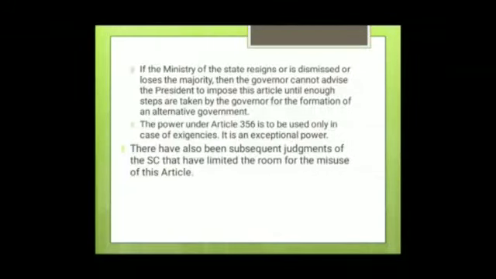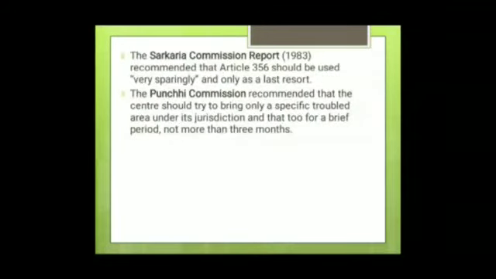Now there have been many judgments of the Supreme Court that have limited the room for misuse of this article. The Sarkaria Commission report recommended that Article 356 should be used very sparingly and only as a last resort. In this report, the President's proclamation should include the reason why he thinks the state cannot run normally. Then whenever possible, the center should give the state government a warning before imposing 356. And this article should not be used for settling political scores, right?